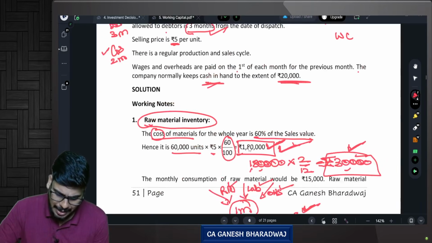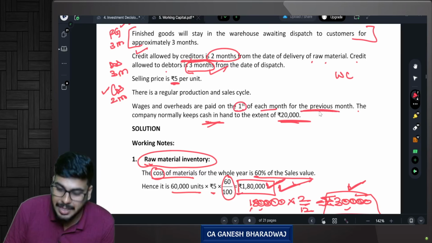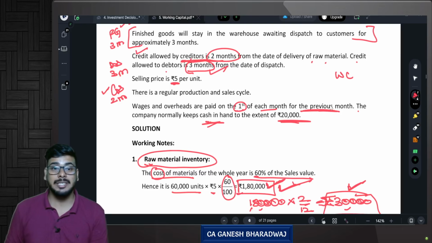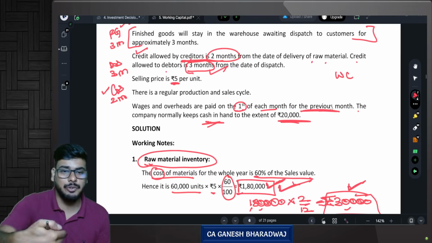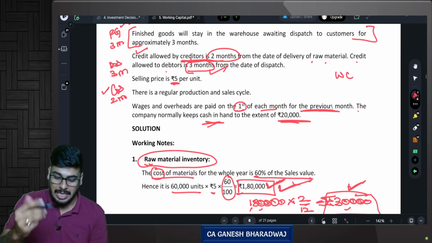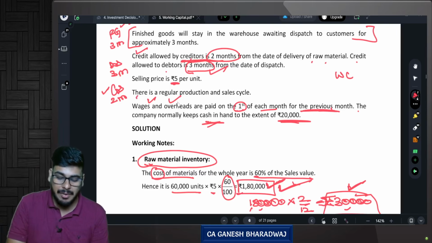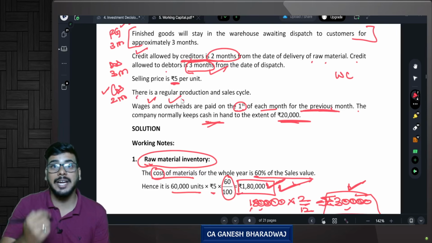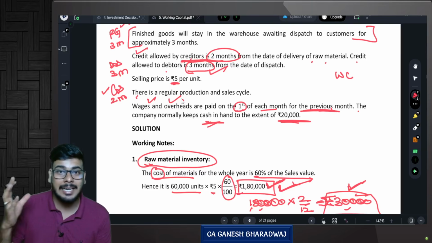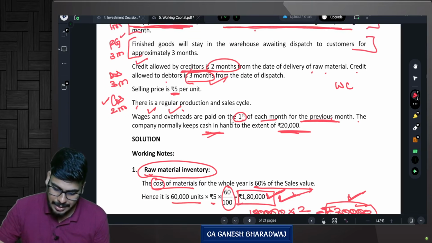What have they said? Look at this. Wages and overheads are paid on the first of each month for the previous month, which means now wages and overheads also these guys are saying, now you need not pay today. This month you extract all the work, you pay it on the first of next month. Or in other words, wages and overheads, we are getting 1 month credit, outstanding wages, outstanding overheads and all. We are getting 1 month credit, correct? Indirectly, these expenses are also getting funded. Yes or no?